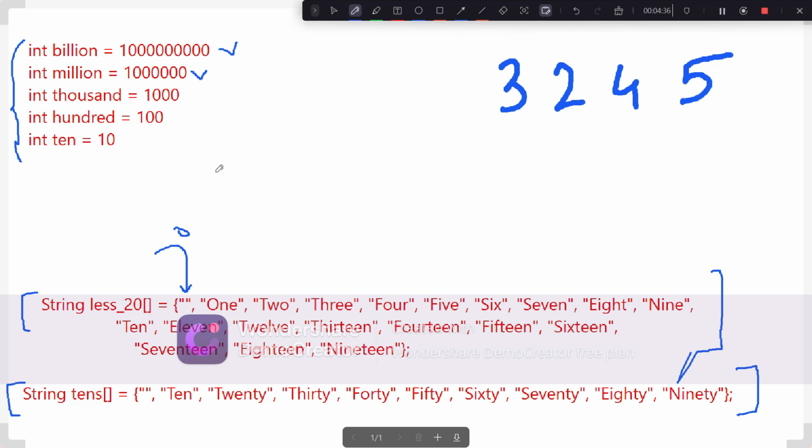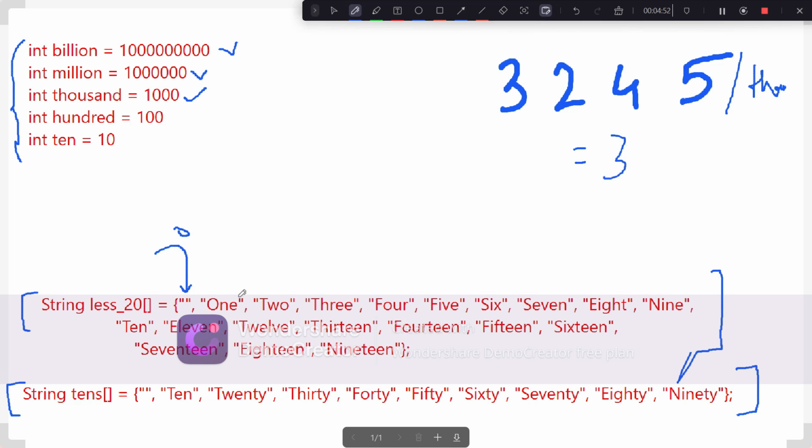So less than 20, 0 is less than 20, so it will come null again. Now come to here. If we divide it with thousands, what would be the answer? If we divide it with 1000, we will get 3, correct? So we will go to 3 here.